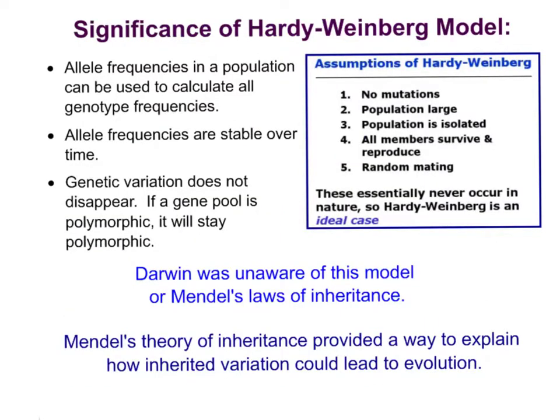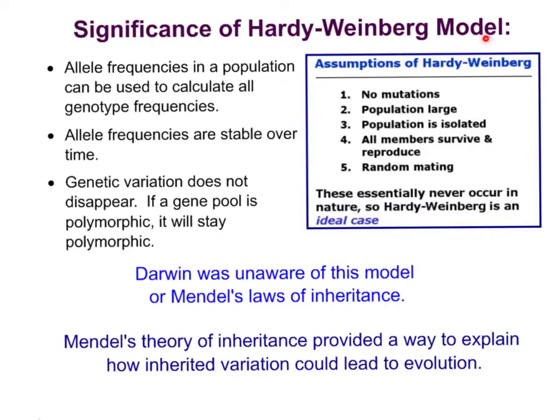So what is the significance of this Hardy-Weinberg mathematical model? Just for a little aside, here are some Hardy-Weinberg assumptions. A question you could ask yourself: why would these things be important to maintain Hardy-Weinberg equilibrium, to make sure that there is not some drift in these allele frequencies? These actually essentially never occur in nature, by the way. That's why Hardy-Weinberg is an ideal case. In nature, we have all kinds of variations going on and breaking the Hardy-Weinberg rules all the time.